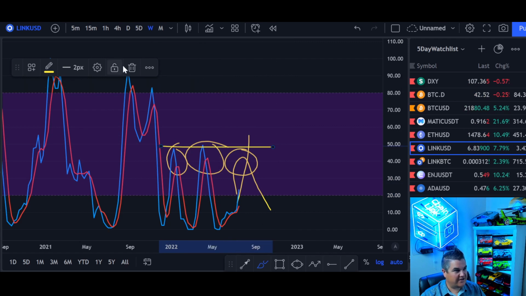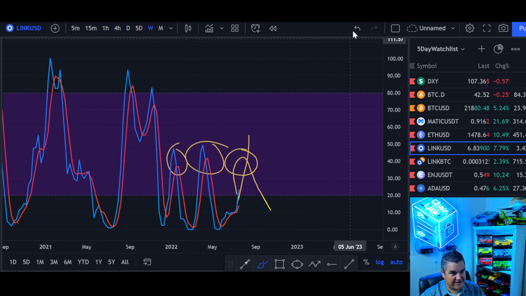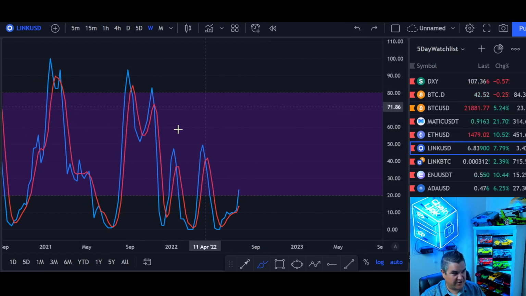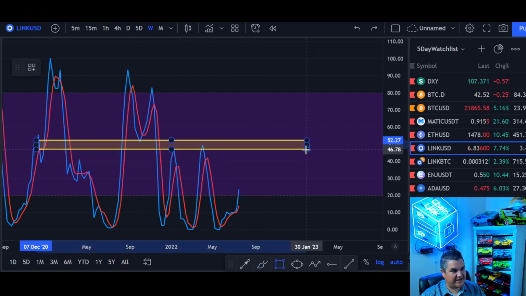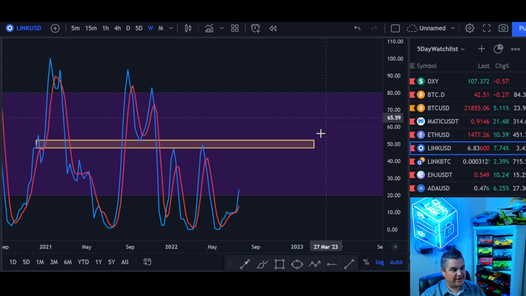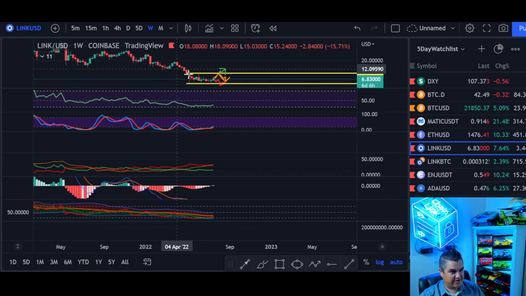You could see, let me remove all of these. There we go. You can kind of see this line in the sand for Chainlink seems to be the stochastic above or below 50. It seems to hesitate or reverse at that level. So I would love us to see a weekly stochastic above 50, and then I would say maybe we get something very bigly moving. Okay, so let's go look at what else we got.